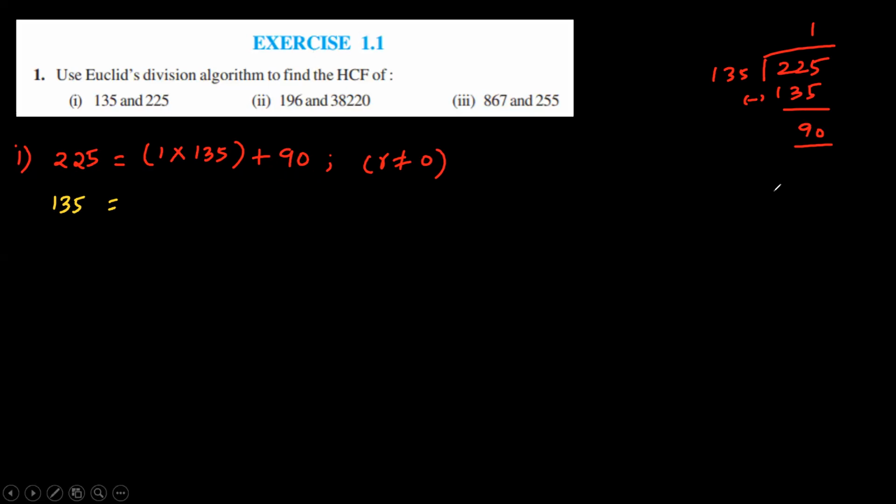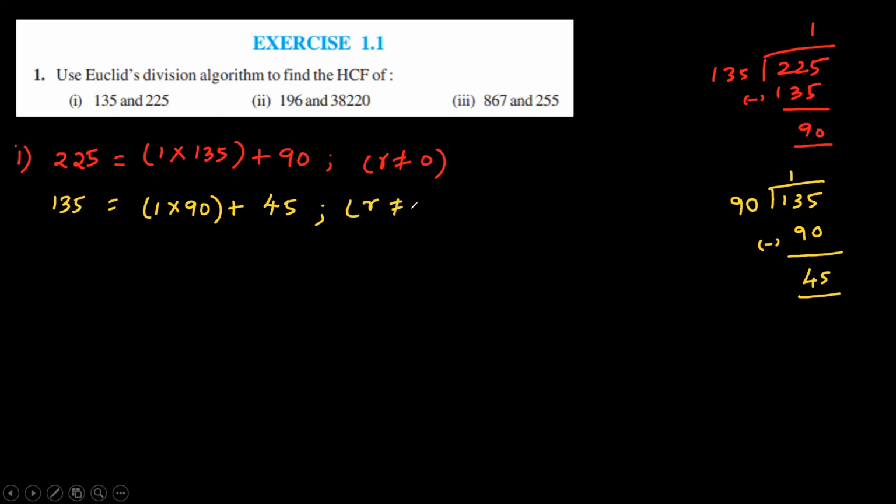Now we are going to divide 135 by the previous step's remainder, that is 90. So it is 90 into 1 time. When we subtract, it will be 45. So the quotient is 1, the divisor is 90, and the remainder is 45. We are not getting the remainder as 0, that is R is not equal to 0. Again, we have to proceed. Whatever the divisor, write it as the dividend in the next step. 45 is the remainder, so here it will be the divisor.